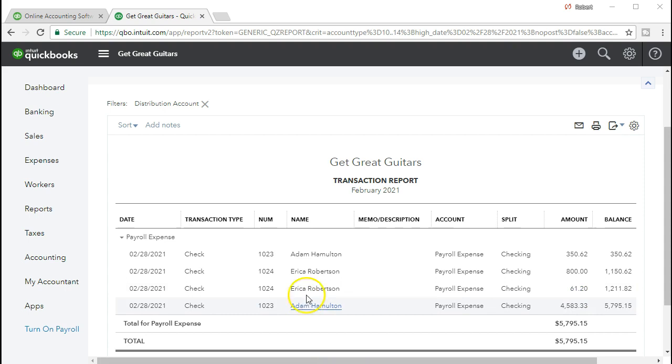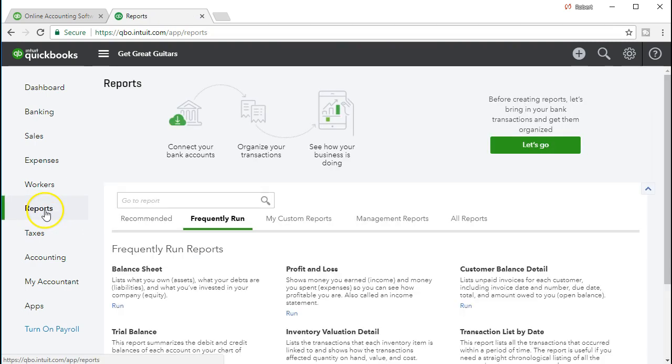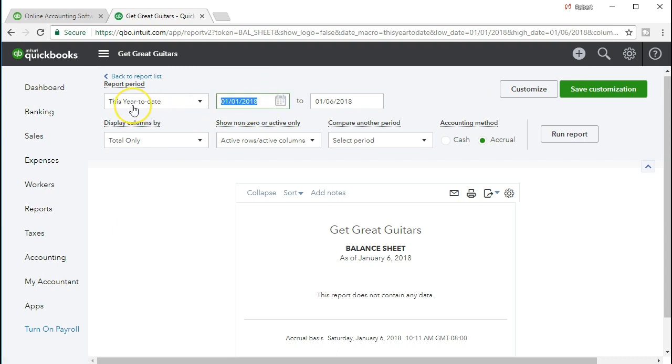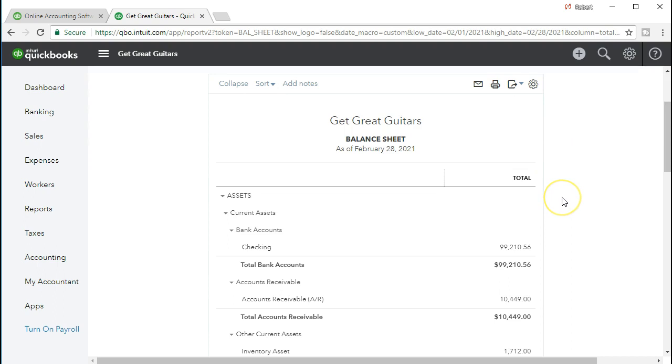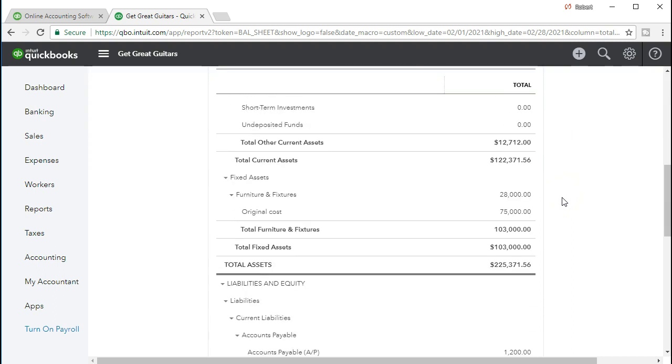And let's see one more component here. Let's go back to the balance sheet. Going to reports, we're going to go down to the balance sheet, and we're going to type in the dates of February once again, 02/01/21 to 02/28/21, February 1st, 2021 to February 28th, 2021, and run that report.